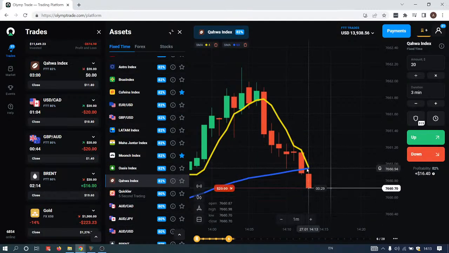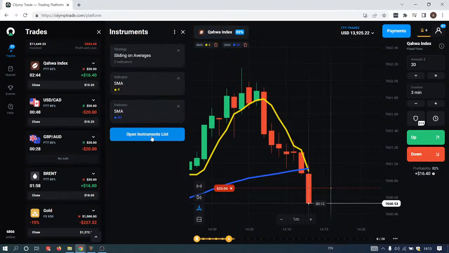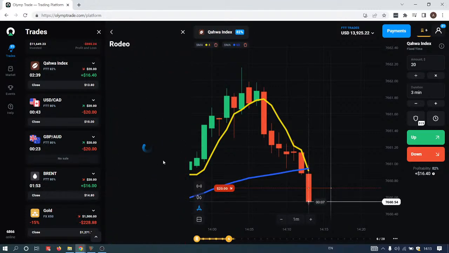All right, let's do Kahwa index downwards. So is there any strategy to use stochastic and stochastic RSI? Yes, of course. We have a strategy called rodeo, and we can quickly have a look at this rodeo strategy.